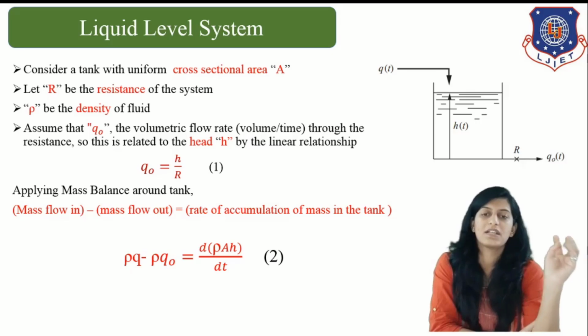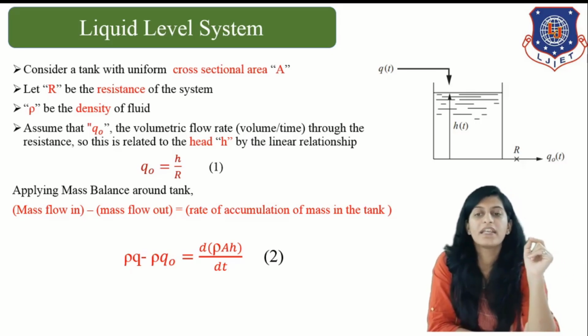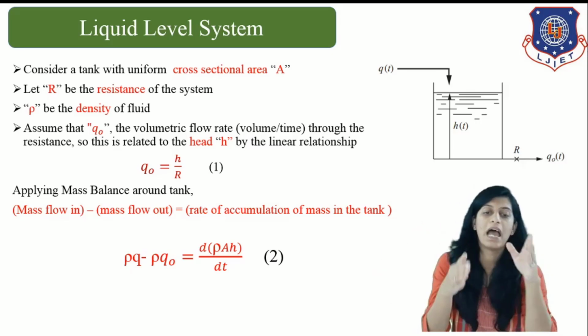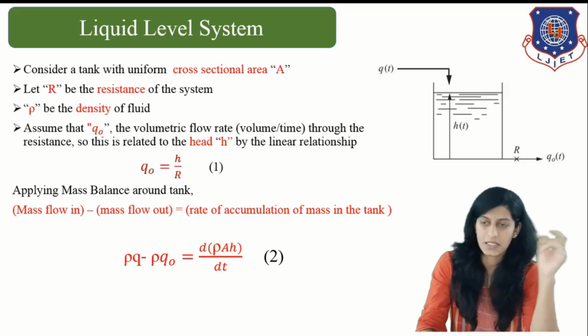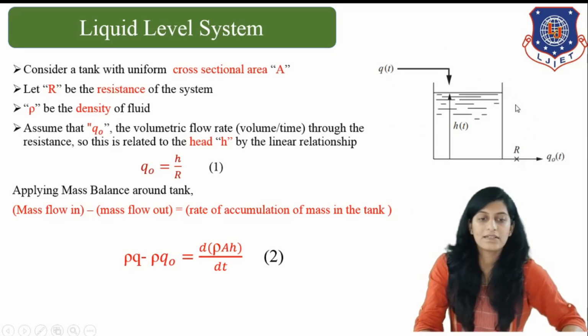A liquid level system is basically a first order system where we need to determine a relationship between the input of the system and the output of the system. So here we are considering this tank. As you can see here, we have a tank system. A tank is a liquid level tank, right.